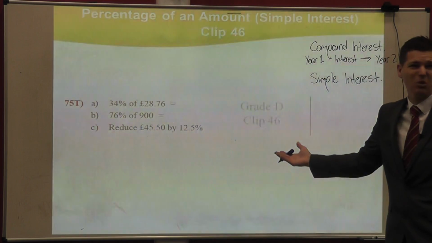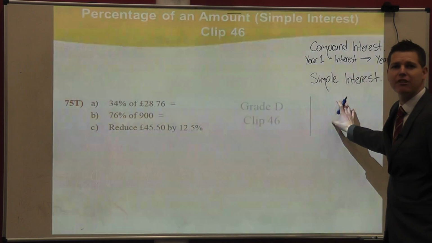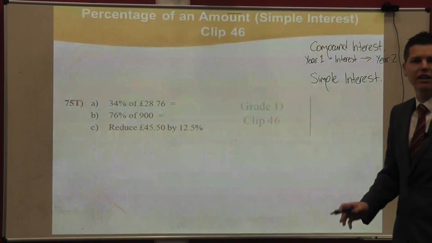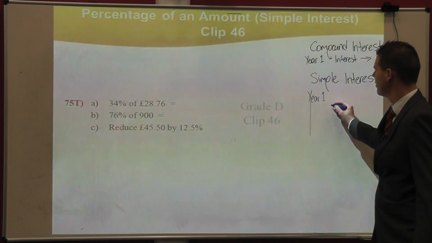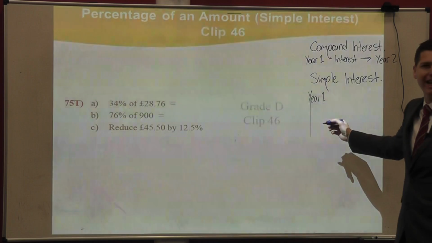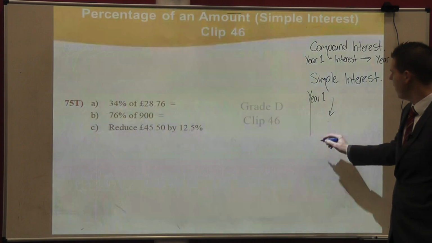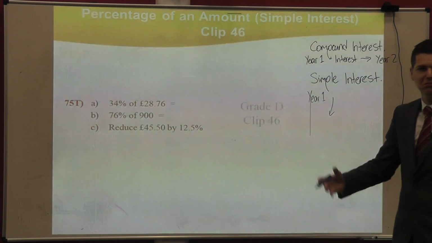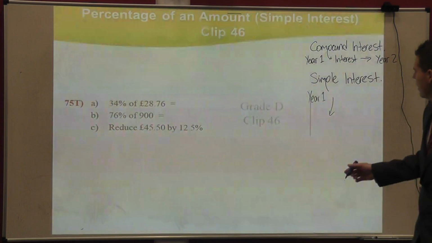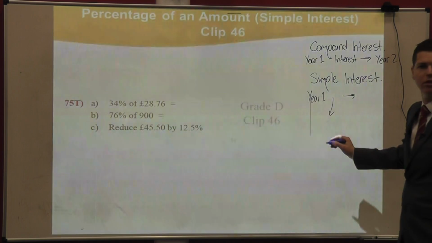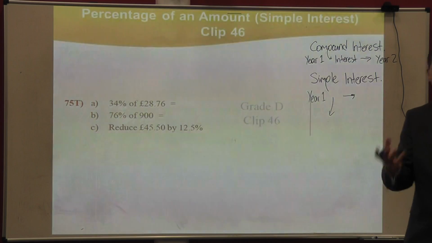Simple interest is the second question on this exam, so it's not a B grade skill like compound interest, it's going to be a D grade skill, which in this case is really straightforward. What we have is year one, and whatever the interest is, I take it away and put it in, say, a box in my cupboard, or in a piggy bank. And so year two, I end up with the exact same amount as year one. So the amount of interest doesn't change.